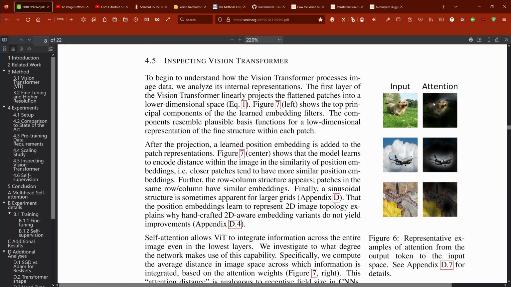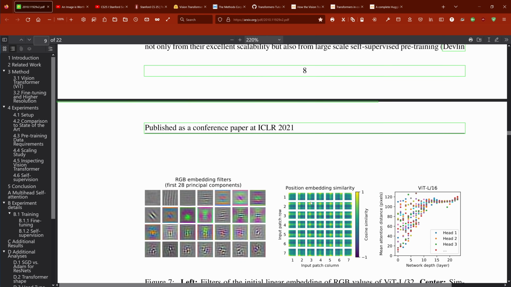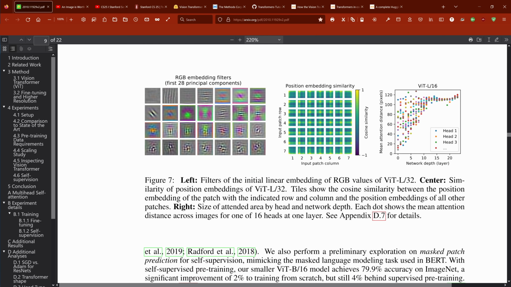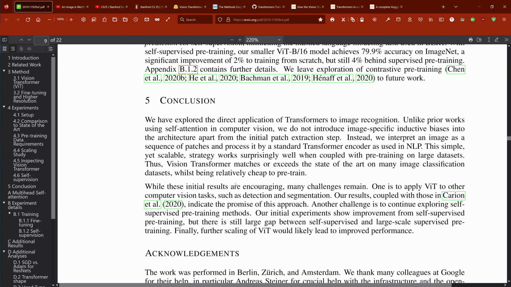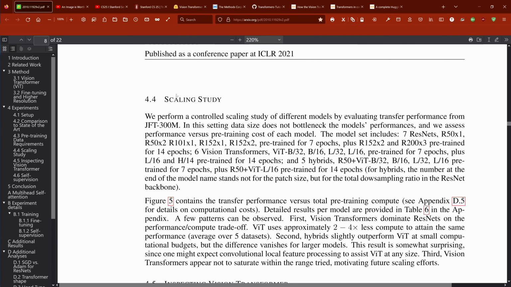Inspecting vision transformers, where you see that the attention is really focused on the object we want to identify, to segment. Self-supervision, beautiful. Linear embedding, conclusion, beautiful. So after 9 pages of the original paper, this is the first step I normally do.